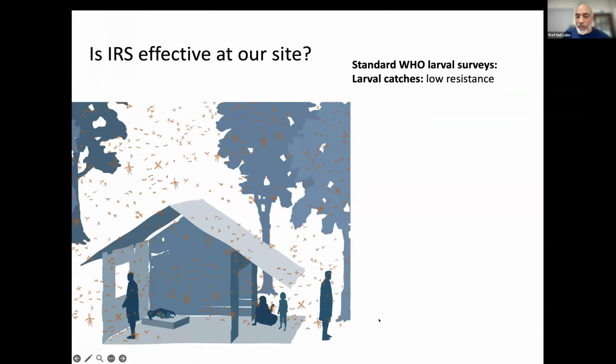So here's an example of how sampling methods can completely change data. This is actually what happened at a country whose name I cannot mention. And they wanted to know, their question is, is IRS, indoor residual spray, effective at our site? And they did the standard measures, what WHO suggests to do.